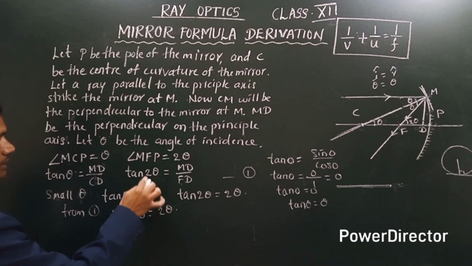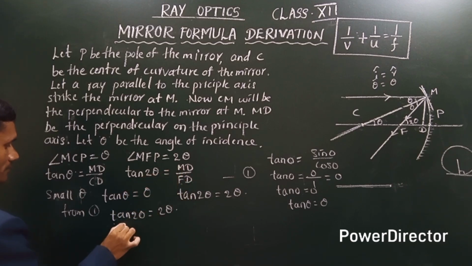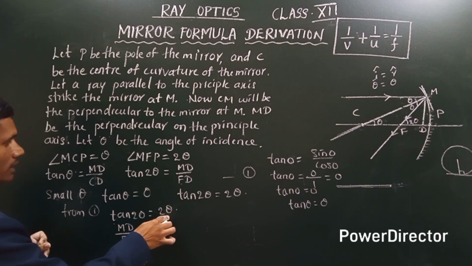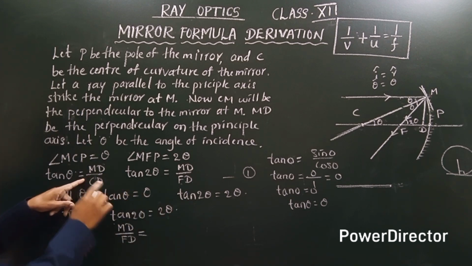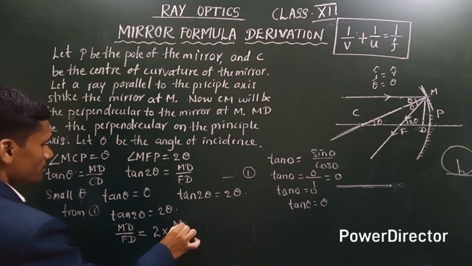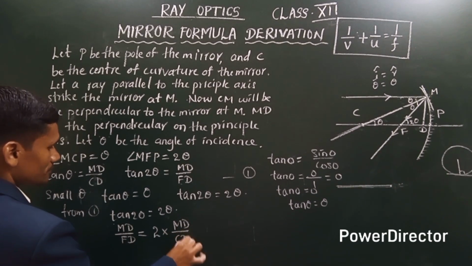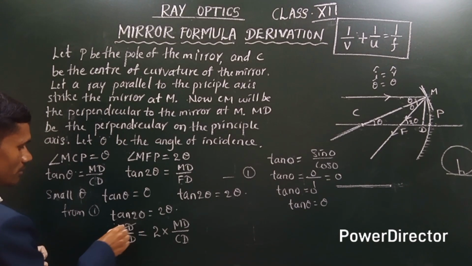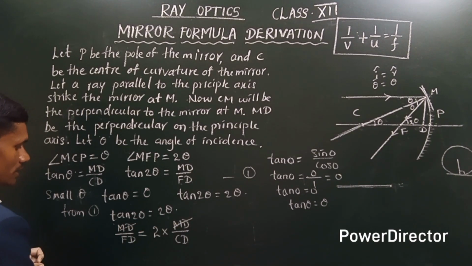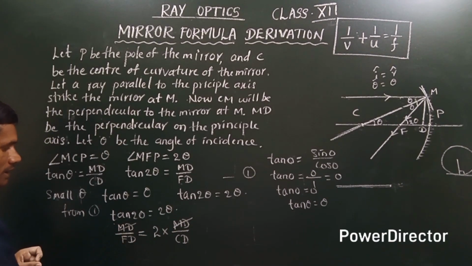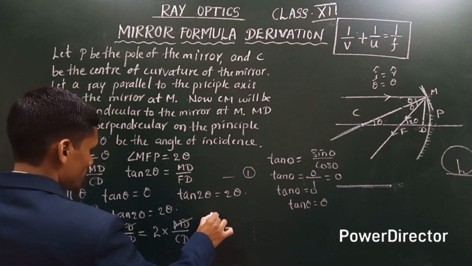Tan 2 theta means what here? MD upon FD. We will write it as tan 2 theta is equal to MD upon FD. Theta is what here? MD upon CD, or not? So what I can do is write 2 into MD upon CD. Now what does this become? MD gets cancelled, or not? You bring it to the other side and interchange the terms. What do we get after interchanging?